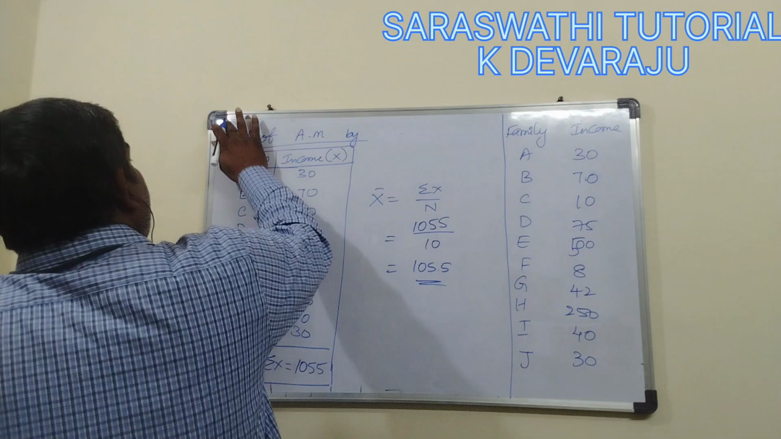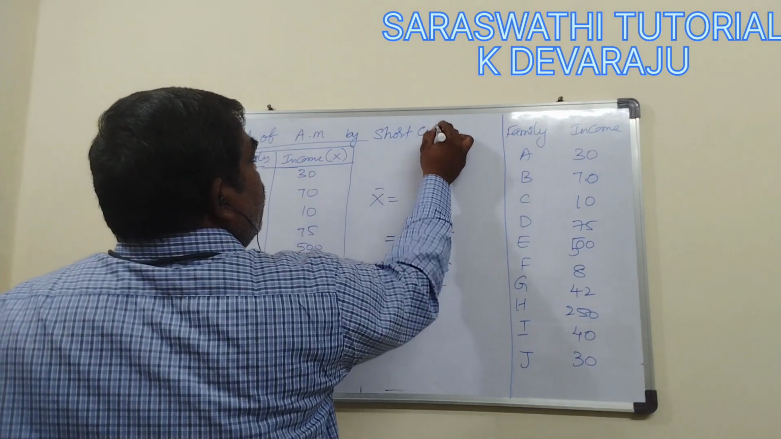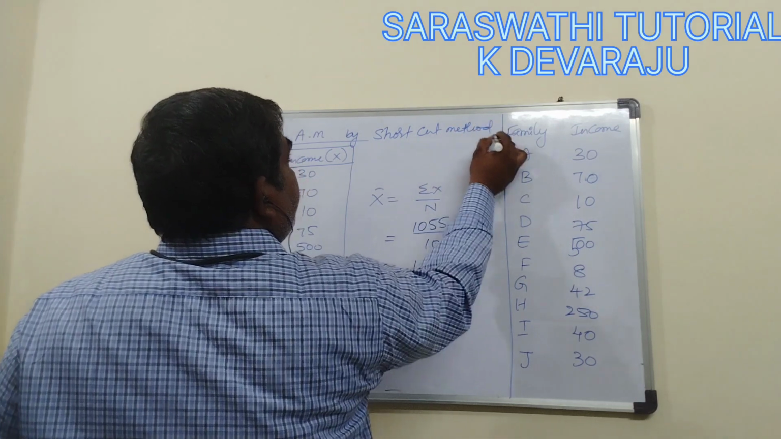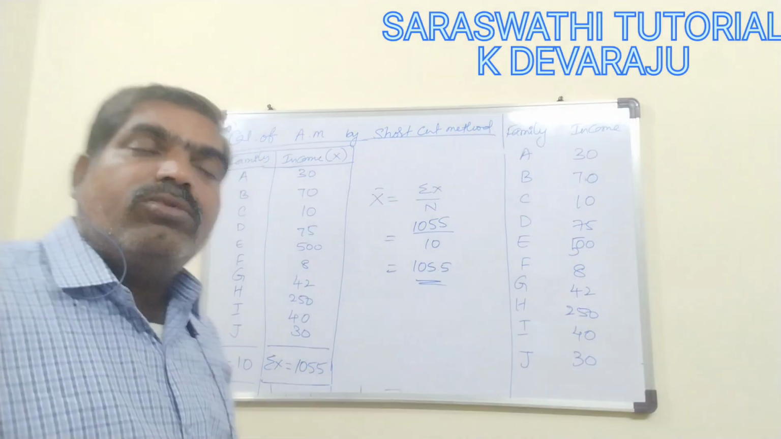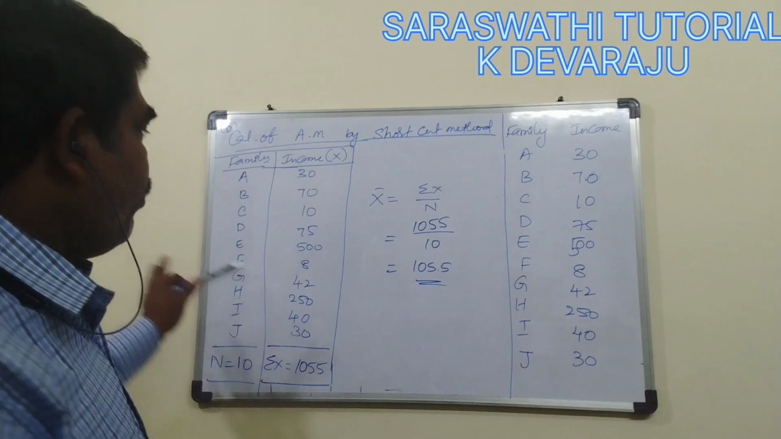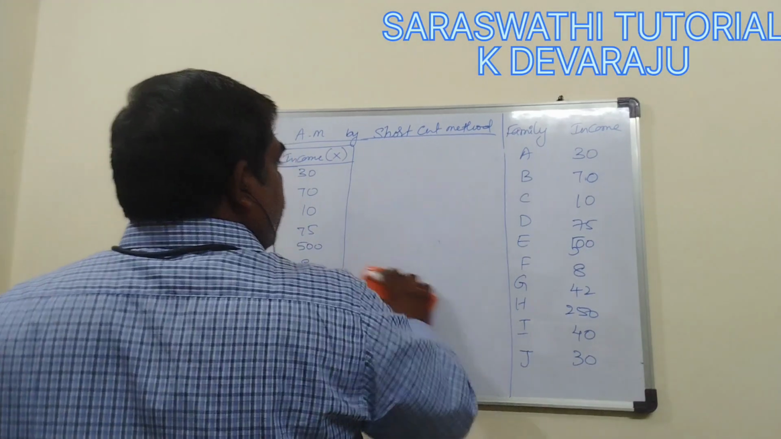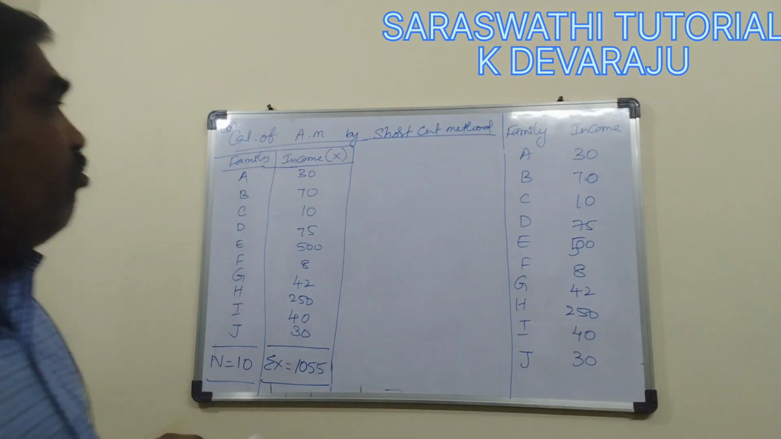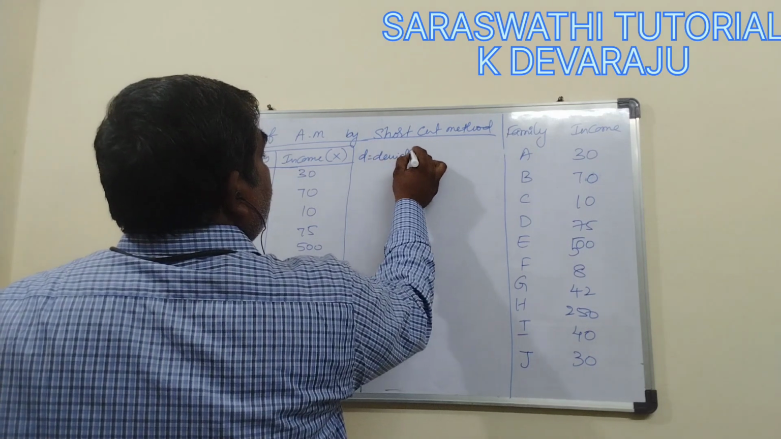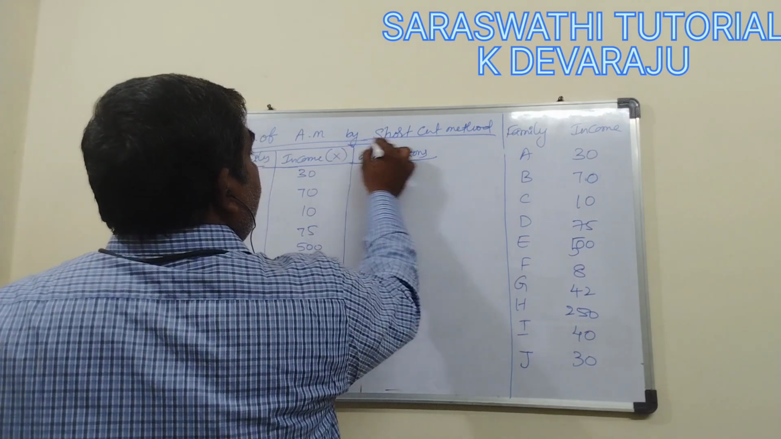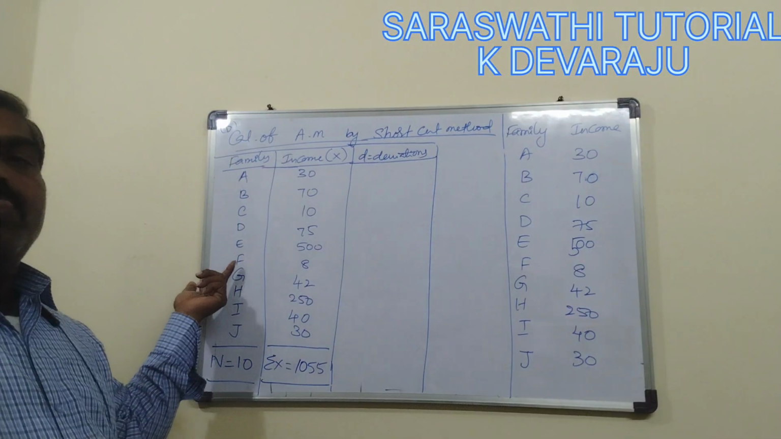Right? B point will be calculation of arithmetic mean by the shortcut method. Here you have to take three columns. Whatever two columns are given, you take as they are, and the third column will be the individual deviations column. Again you have to take family and the income.